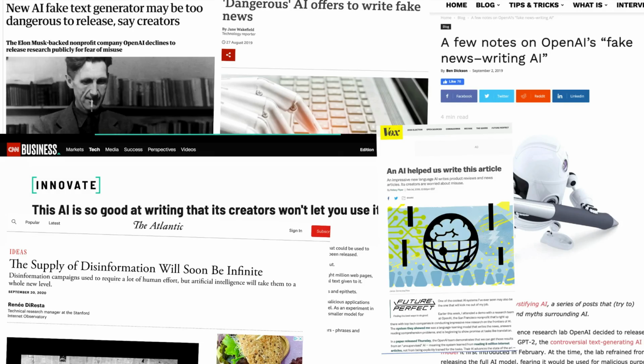This is when the mainstream media began to take note of the capabilities of modern machine learning systems, and the threats that they could represent. For OpenAI, the lab that developed GPT-2, this performance was reason enough not to release the model immediately, for fear that it could create a flood of realistic-looking misinformation.